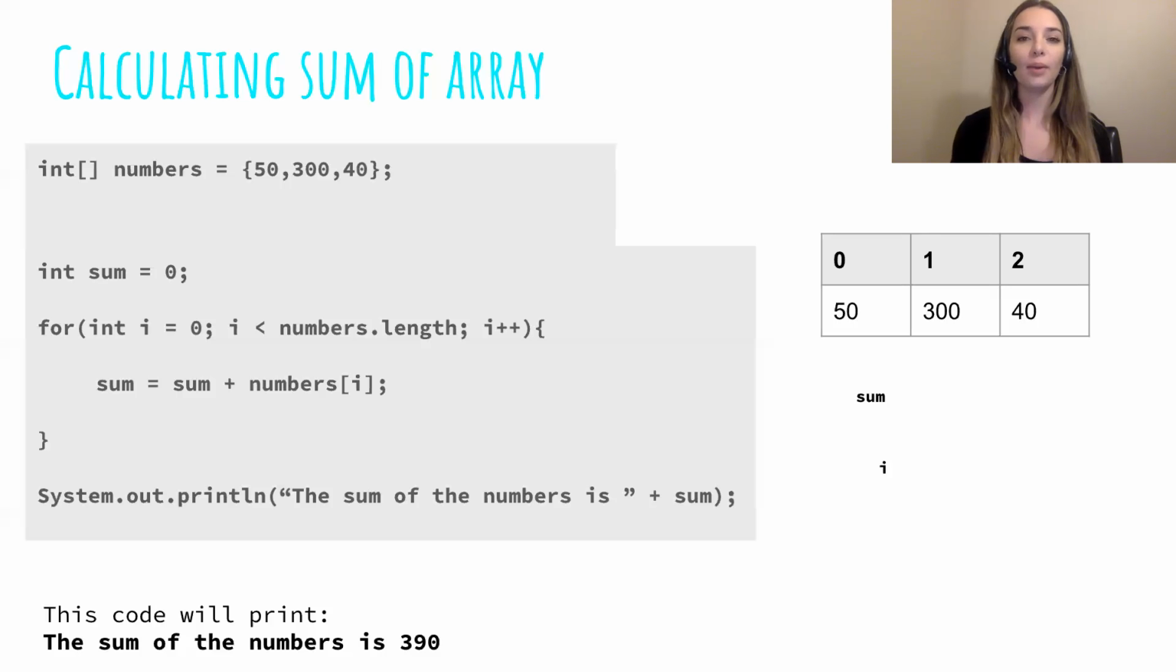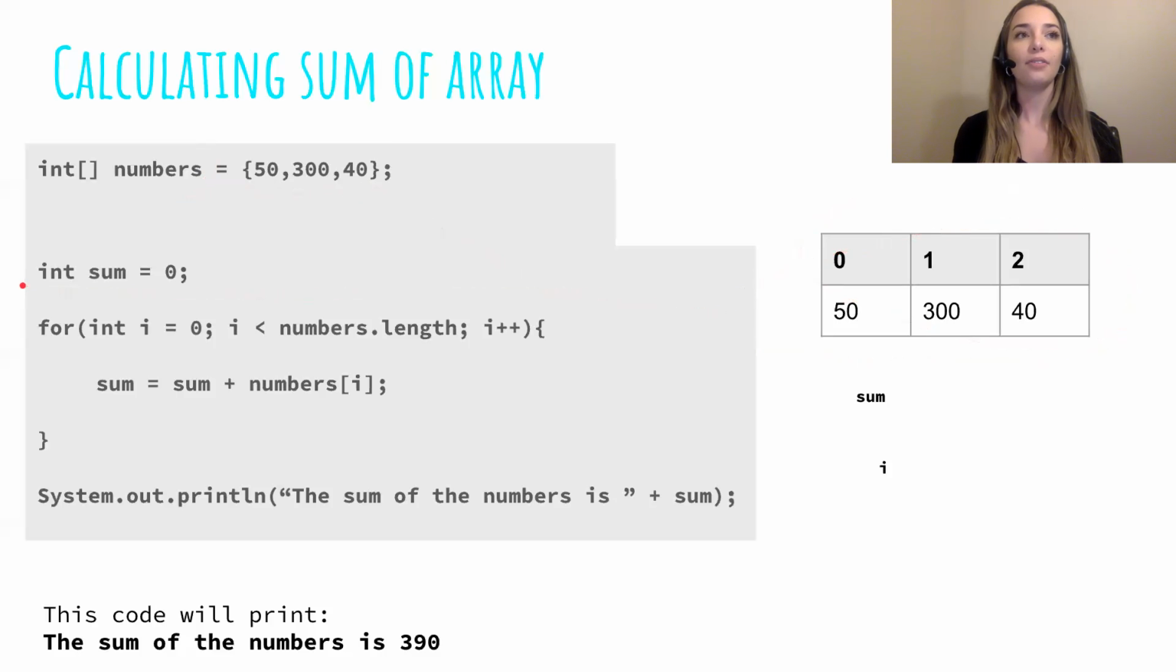Imagine you were given an array with a bunch of numbers and asked what the sum of all those numbers is. We can do this easily by using that same looping, traversing through the array strategy we used in the last video. So for example, here I have an integer array named numbers with the values 50, 300, and 40. And here you can see what it'll look like.